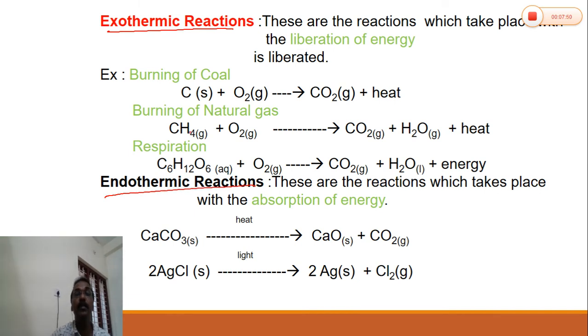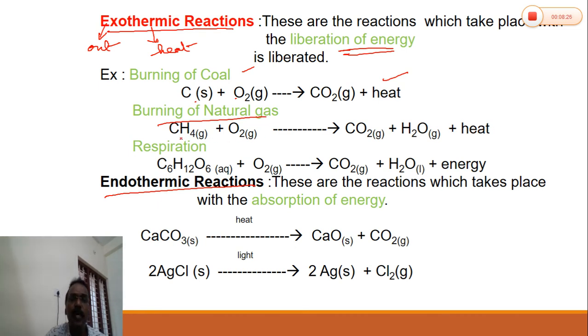Now, these are the two terms we have to study: exothermic reactions and endothermic reactions. Exo means out, and therm means heat. That is, heat is liberated. Reactions which take place with the liberation of energy or heat are called exothermic reactions. Here are three examples: burning of coal, carbon plus oxygen gives carbon dioxide plus heat; burning of natural gas, CH4 plus O2 gives CO2 plus H2O plus heat. Natural gas is methane. When methane burns with oxygen, carbon dioxide and water are formed, and heat is also produced.